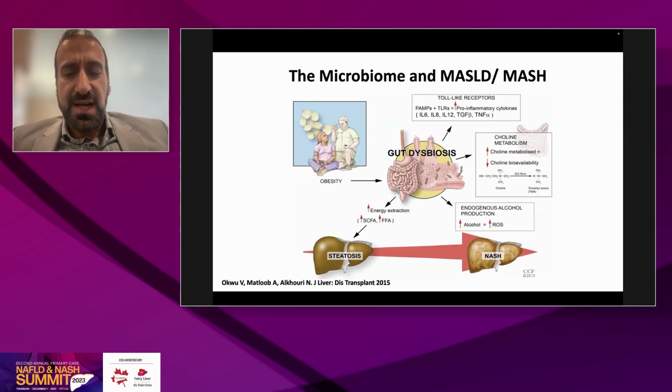And finally, we know in animal models that feeding mice a choline-deficient diet can lead to severe steatohepatitis. There's a hypothesis that the gut microbiome can potentially metabolize choline in a way that leads to a state of relative choline deficiency in patients with steatohepatitis, which can contribute to further liver damage.